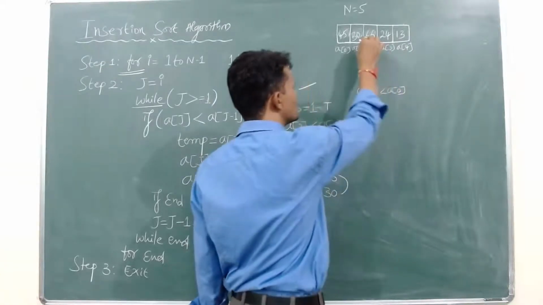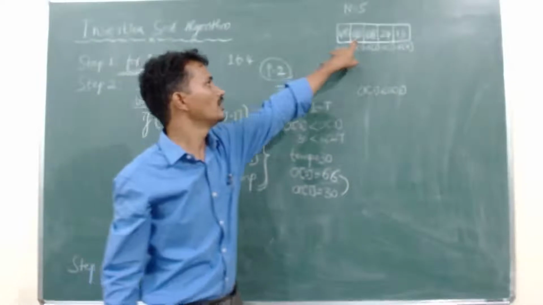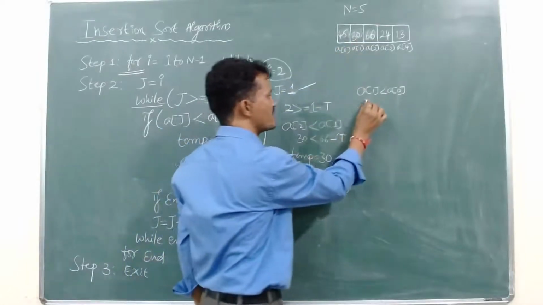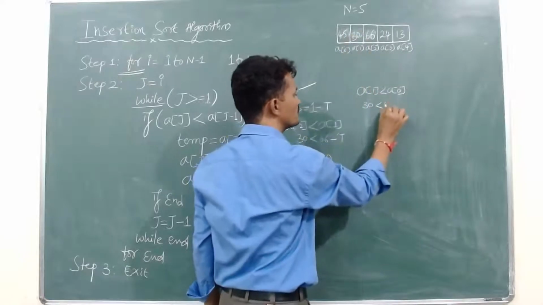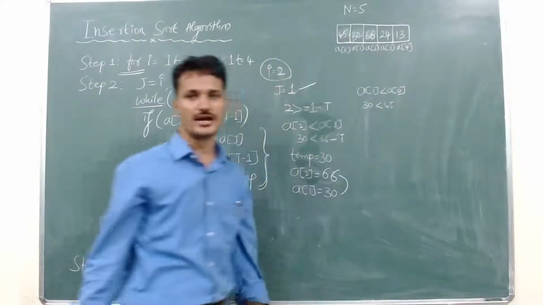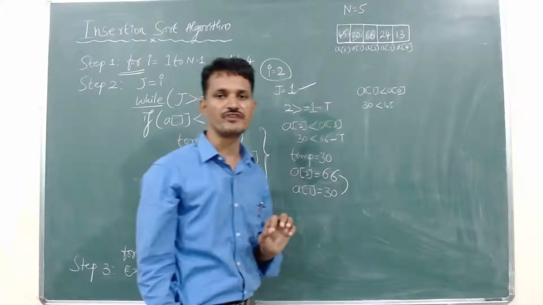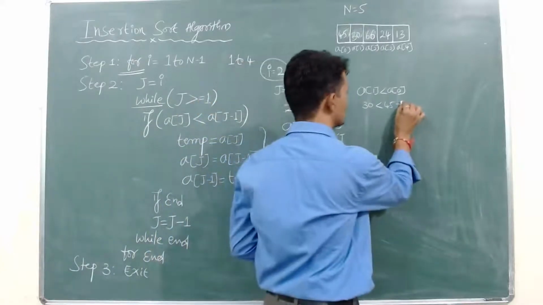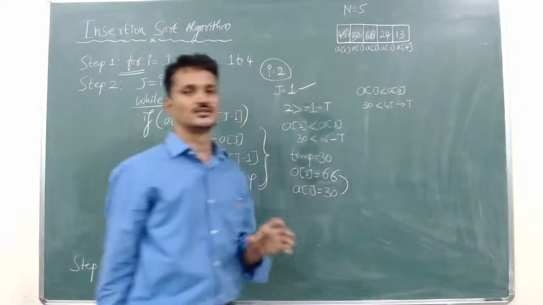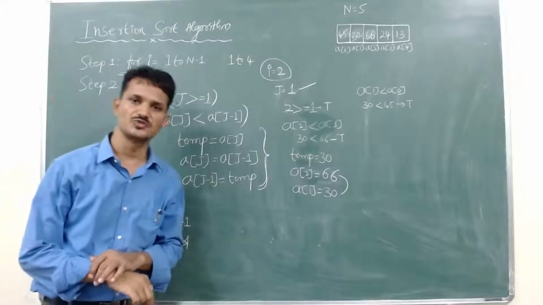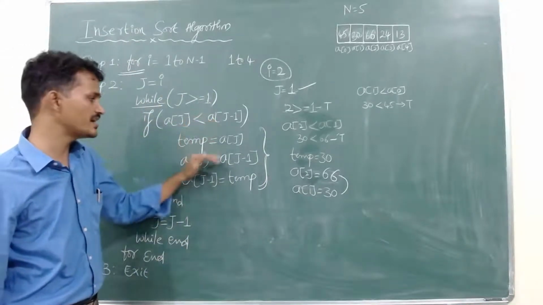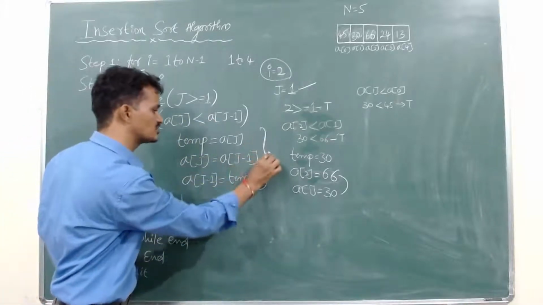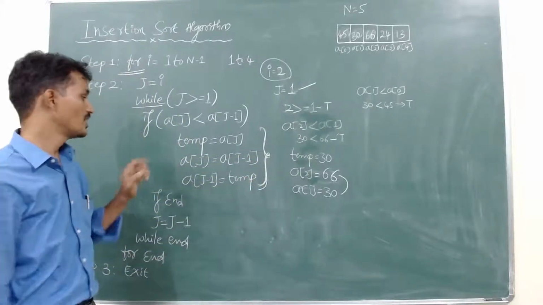What is the value stored in a of 1? 30. Let me write here. Value 30 is less than, what is the value stored in a of 0? 45. 30 is less than 45. Yes, it is true. Of course, it is true. When this condition is true, again I need to interchange using these three statements.